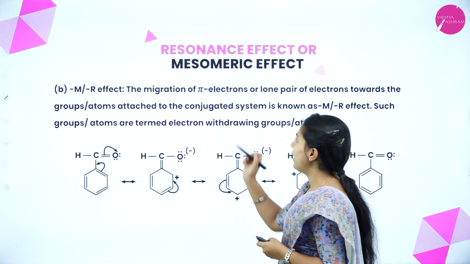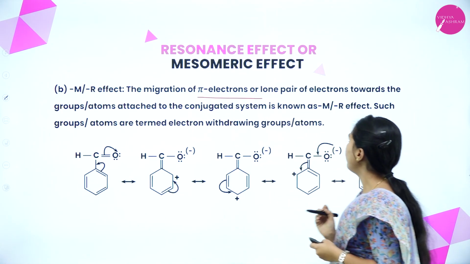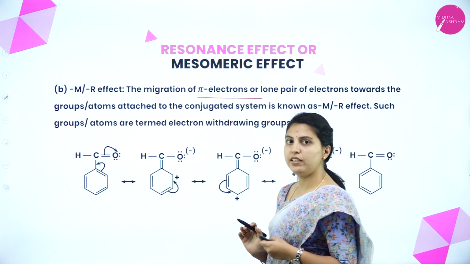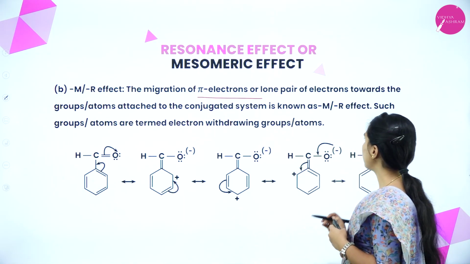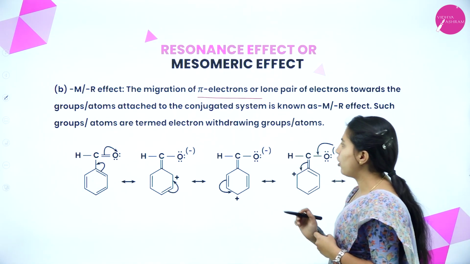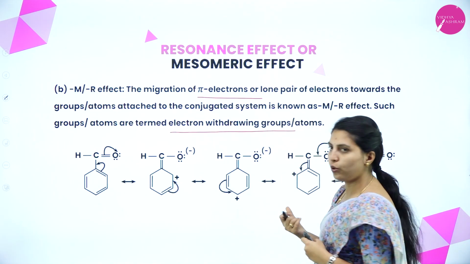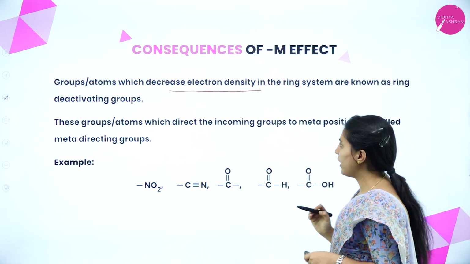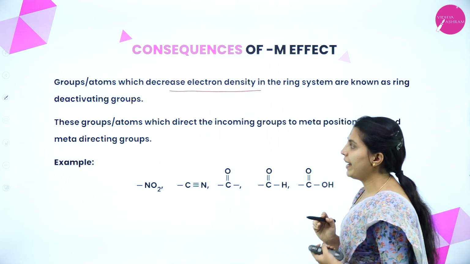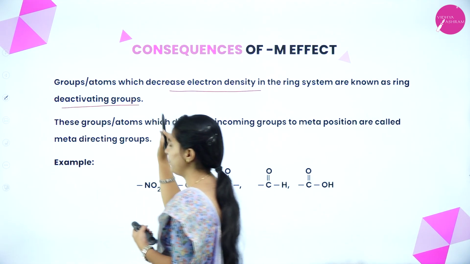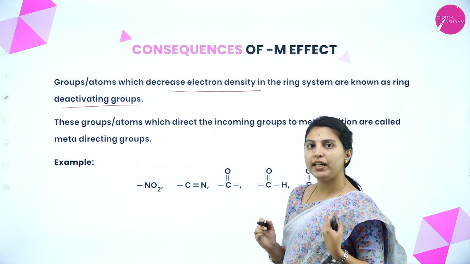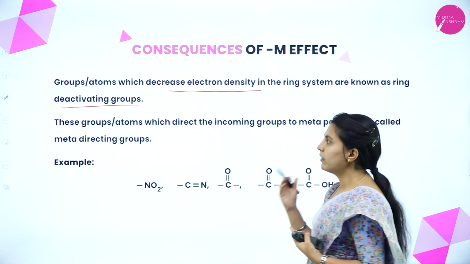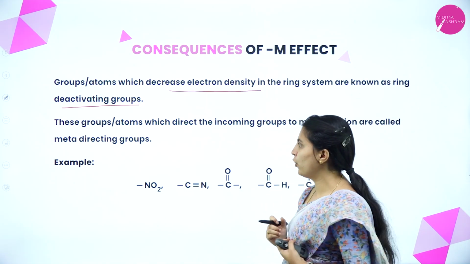Next is minus M. The migration of pi electrons or lone pair of electrons towards the group, not away from the group, to the conjugated system is known as minus M. It will be called electron withdrawing groups. Groups or atoms which decrease electron density in the ring system are known as deactivating groups. Whichever releases electron density will be activating, and whichever decreases the electron density will be called deactivating groups.